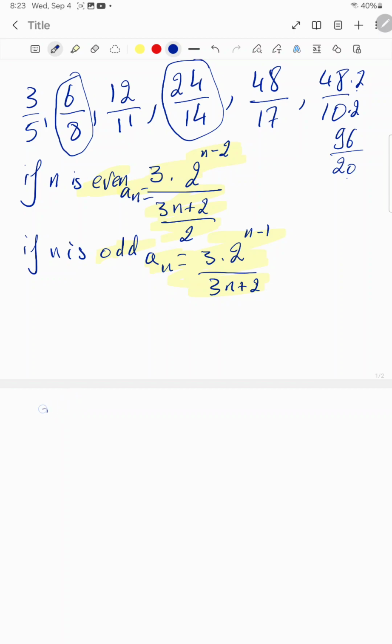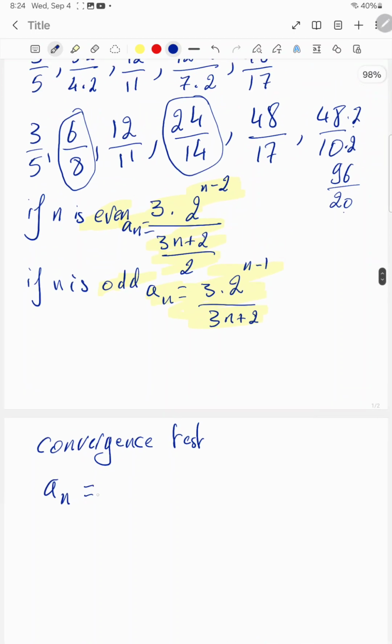Convergence test. If either the even or the odd terms diverge, that means the series diverges, because one of the terms is divergent, so it diverges. So let's take n odd, because we started with n equal to 1: an is equal to 3 times 2^(n-1) divided by 3n plus 2.